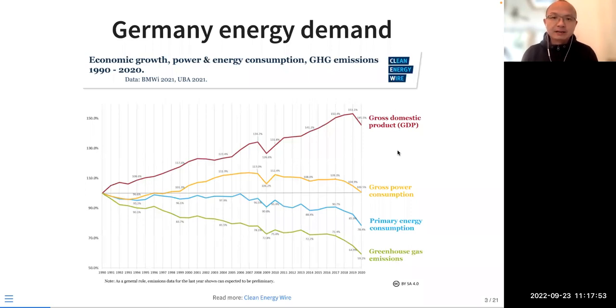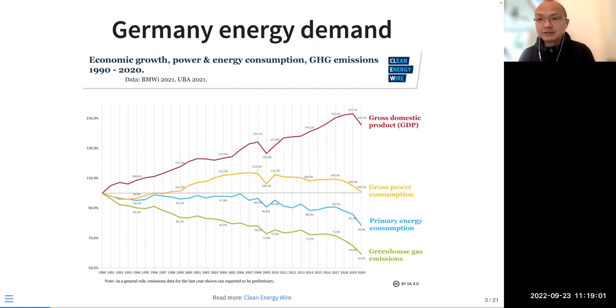Here is an example of Germany's energy demand as compared to GDP growth, electricity consumption, primary energy consumption, and greenhouse gas emissions. Key message here: this is from 1990 to 2020, normalized and compared to the level of 1990. As you can see here, its electricity generation basically stayed the same compared to the 1990 level. It grew and then decreased, but in 2020 it's about the same gross power consumption, while GDP grew by 150%.